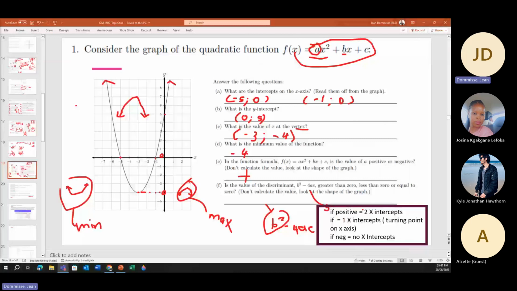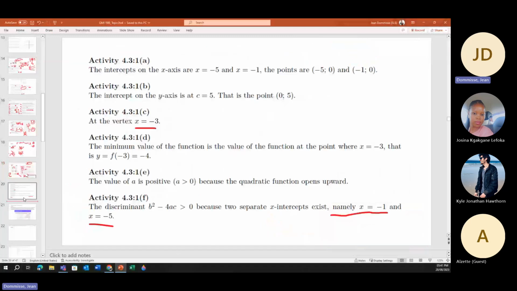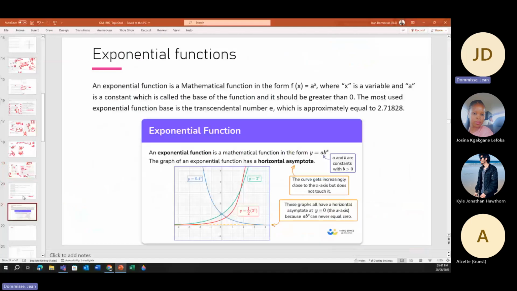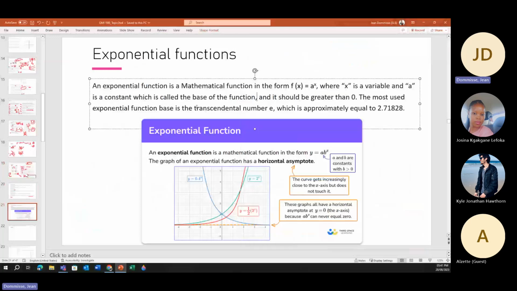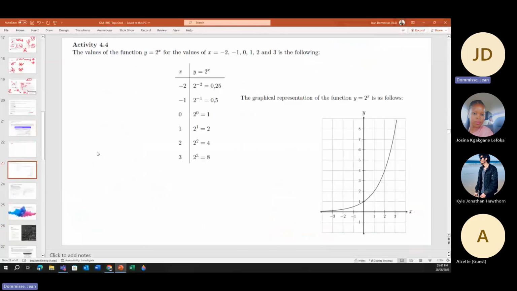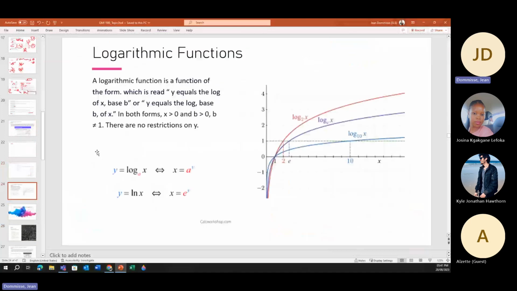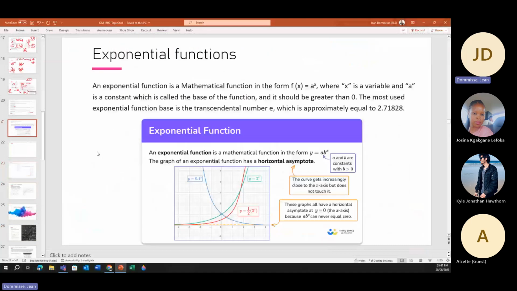Okay, so let's go to the next one. Again, I will share the answers as well. Then what we have in this one is the exponential functions. Then we'll get into log functions as well, but first, exponential functions.